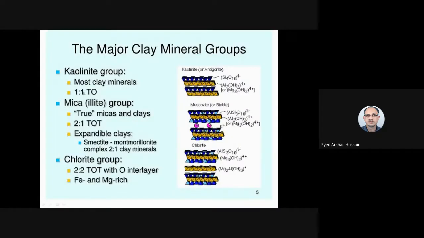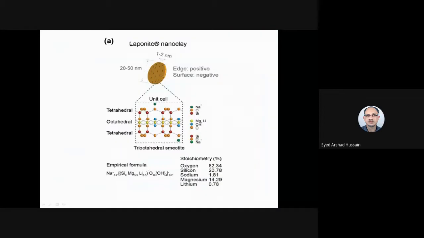Some examples: kaolinite group. This is 1:1 TO type. Then mica, this is also one kind of clay. This is 2:1 TOT. Then you have other different types of clay. This is another example, laponite clay, and this is a TOT type. That means tetrahedra sheet, then octahedra sheet, then again tetrahedra sheet. So this is a unit of clay layer, and these are the ions or cations in between the layers.